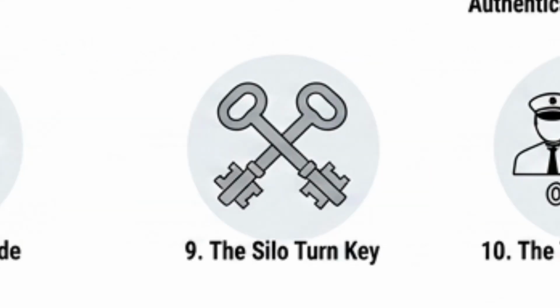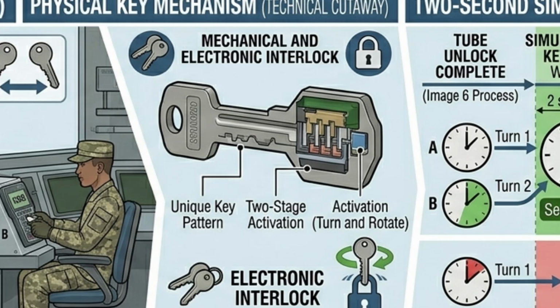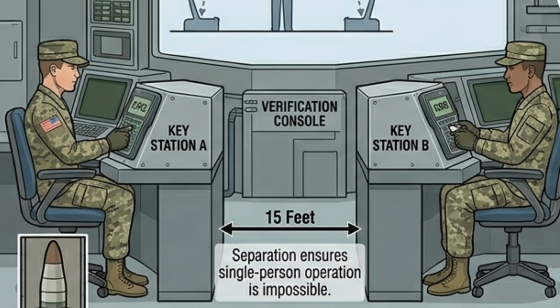9. The Silo Turn Key. The physical key used by missile launch officers in underground silos. 2 officers must turn their keys simultaneously. The keys are far apart, so one person cannot reach both. The turn must happen within 2 seconds of each other.